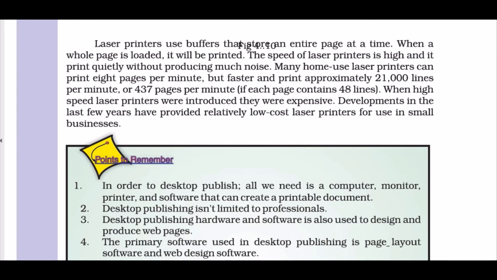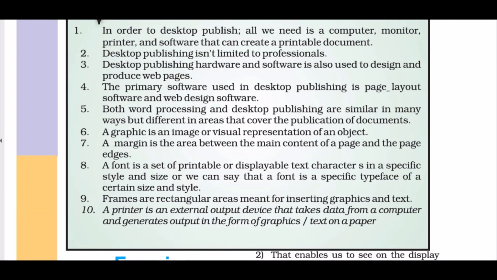Laser printers use a buffer for an entire page at a time. When a whole page is loaded, it is printed. It is way faster. It can print 21,000 lines per minute or 437 pages per minute. With this, your desktop publishing chapter is complete.